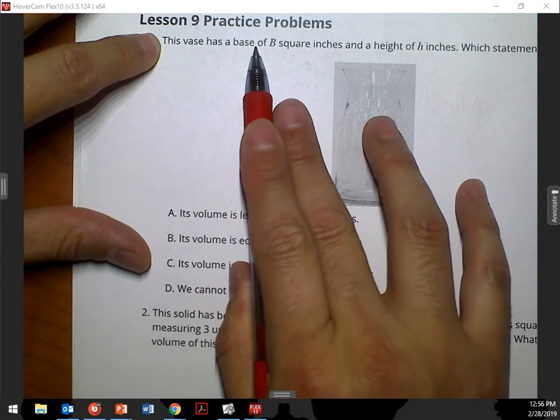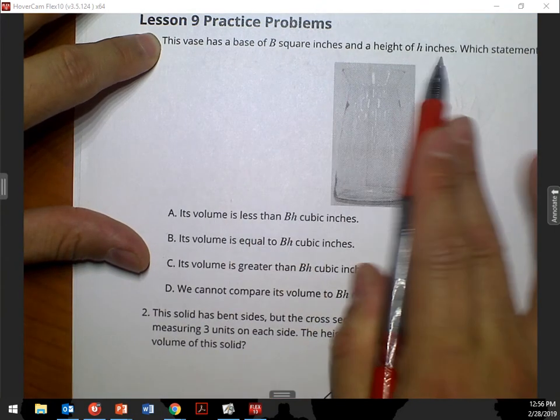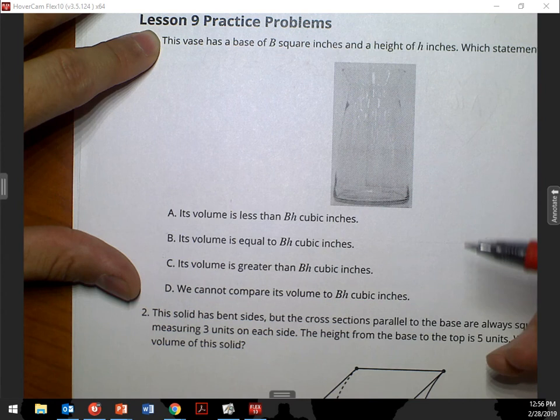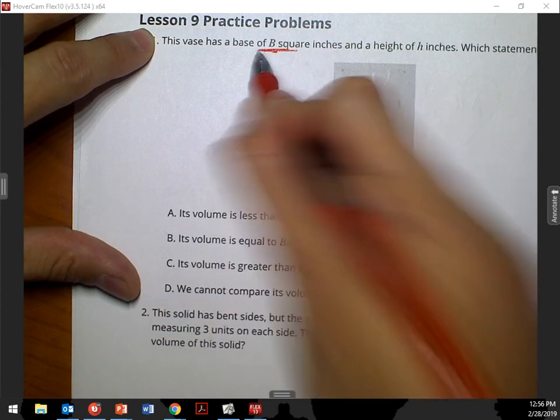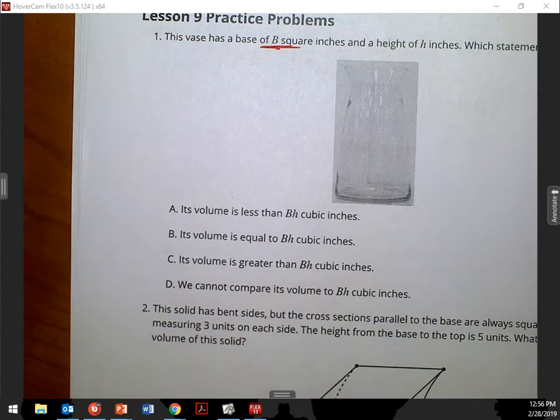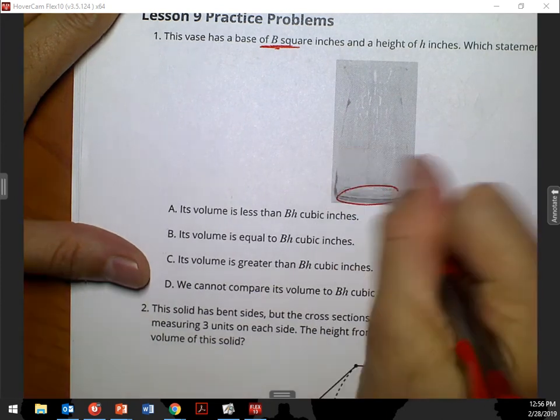A base with base B square inches has a height of h. Which statements are true? So the base B square inches means that this is the area of the base.